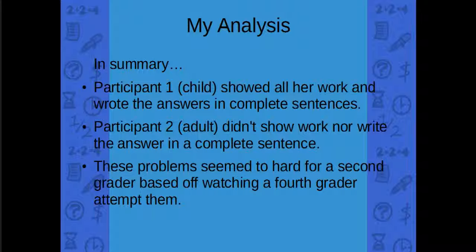And that was my word problems and my assessment, or my analysis of my participants who solved them. So thank you for listening.